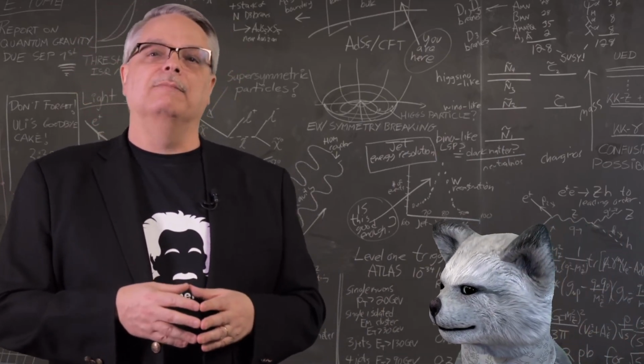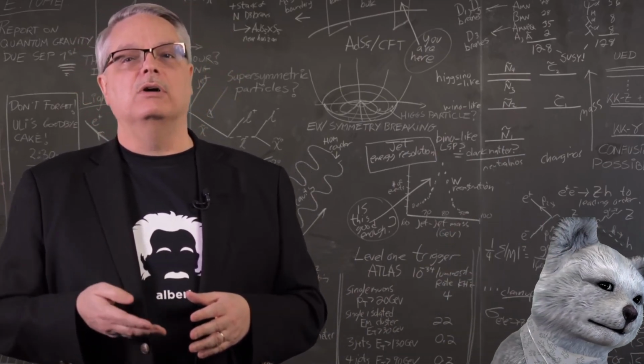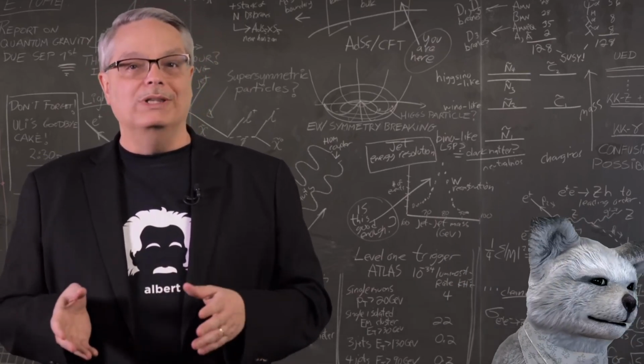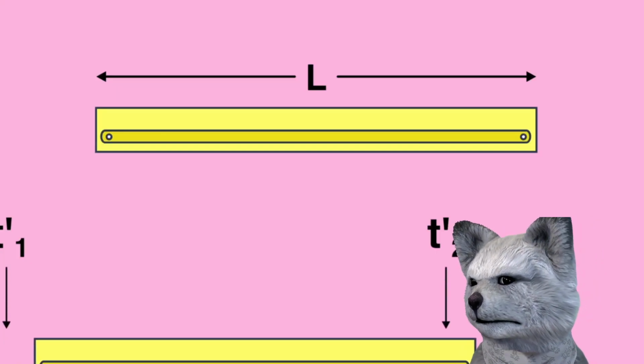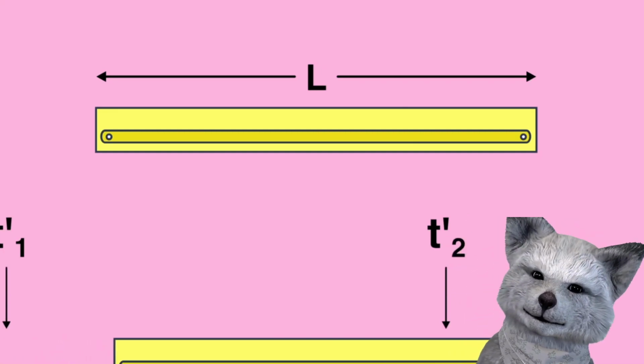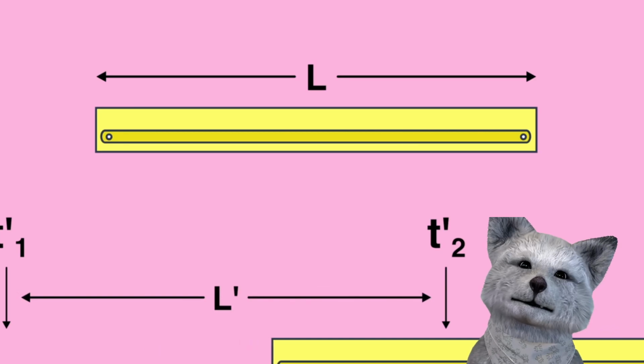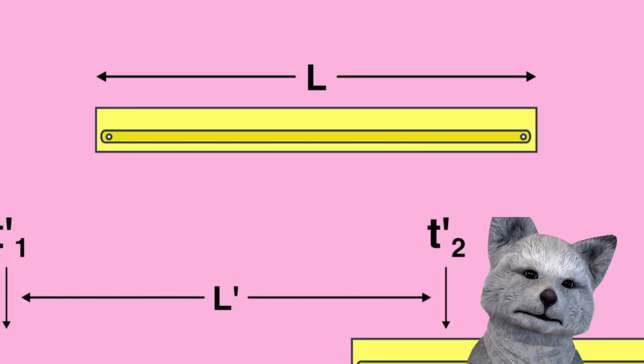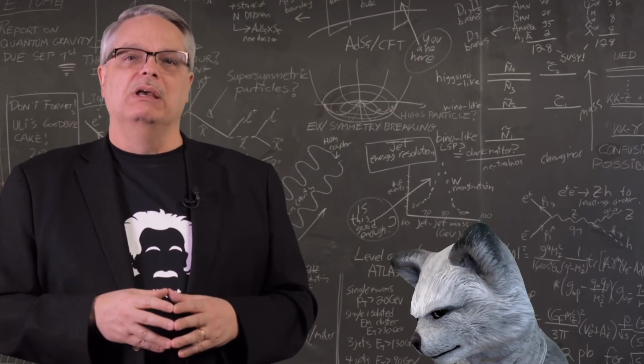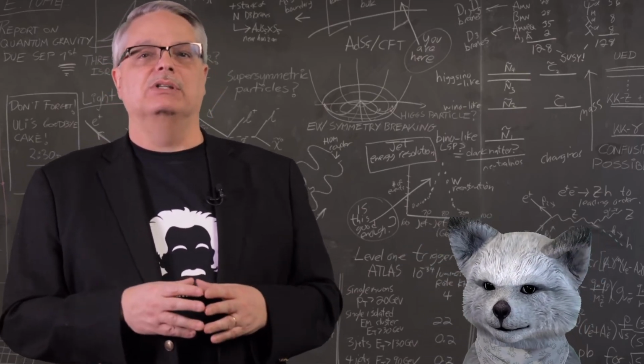So, the second thing is that if we want to measure the length according to the primed observer, the one seeing the stick move, we need to simultaneously measure the locations of both ends of the stick according to the primed observer. There are lots of ways to do this, but I think this way might be the clearest.